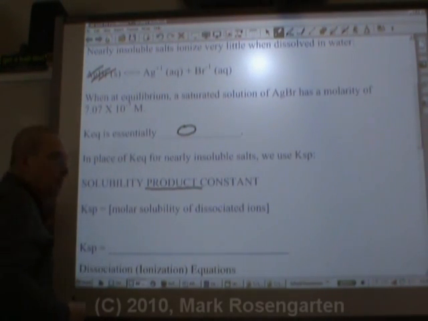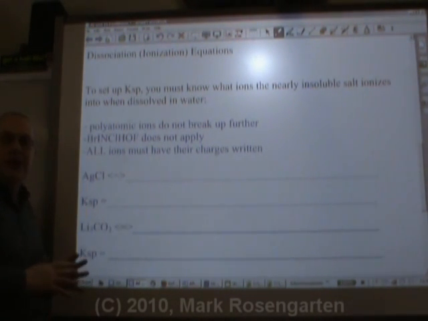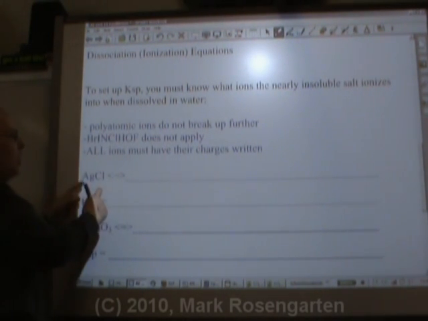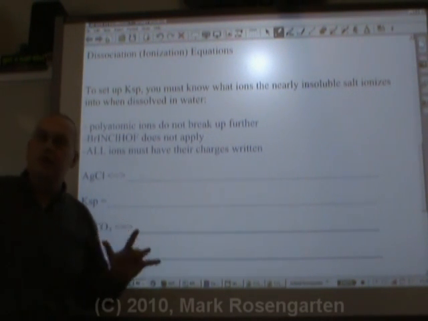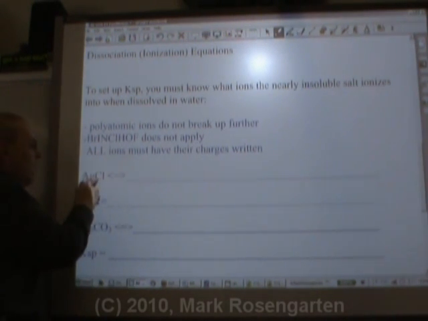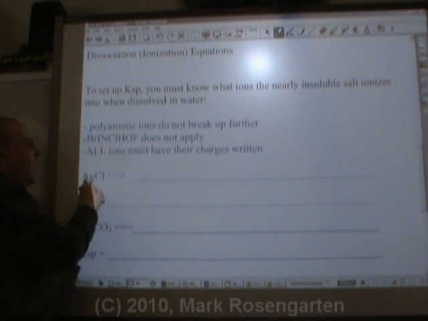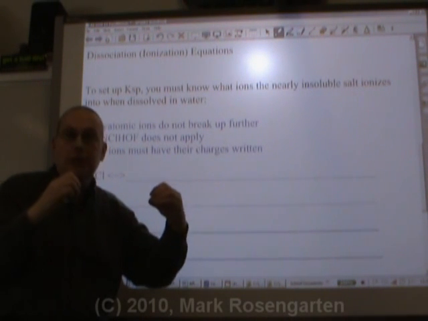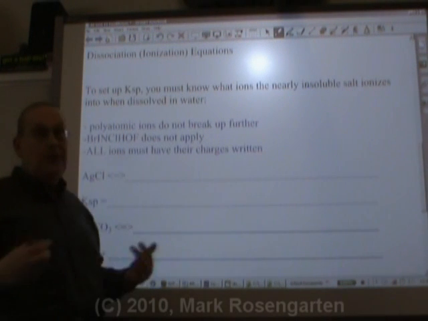So, how do we set this up? To set up the Ksp, you have to know what ions the salt is going to break up into, and write what's called the dissociation equation, where you take the salt and you break it up into its ions. Now, it's going to look like a decomposition reaction, but it's not, because in decomposition, the compound breaks up into two elements. That's not what's going to happen here. The ions are simply going to be pulled apart from each other. They won't gain electrons, they won't lose electrons, there won't actually be any chemical reaction taking place. It's just a physical change.